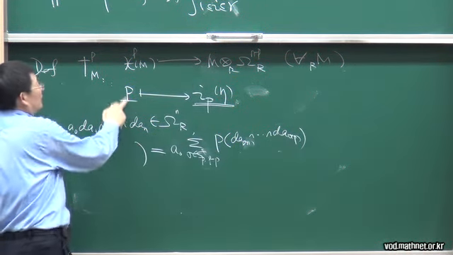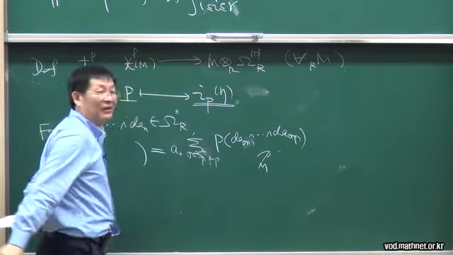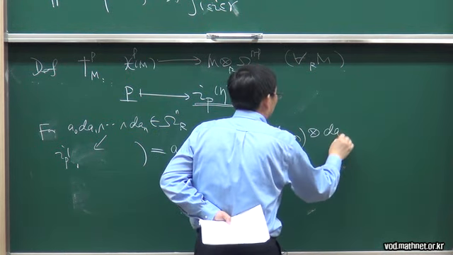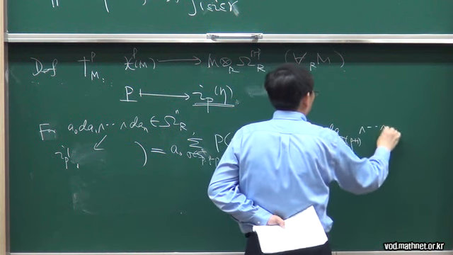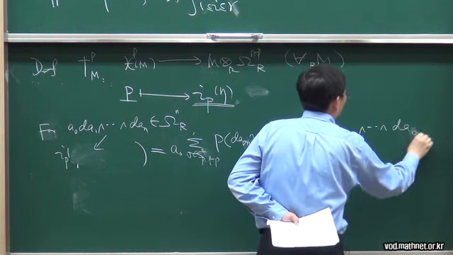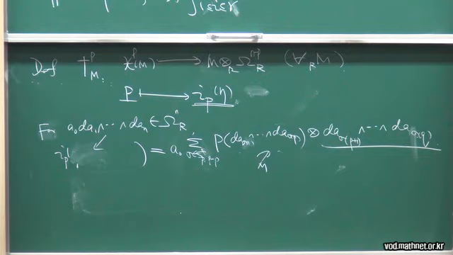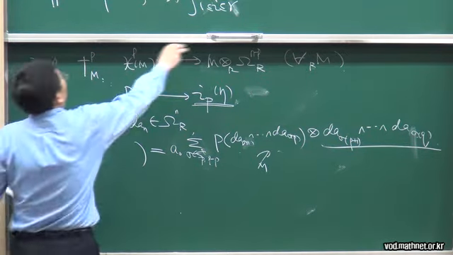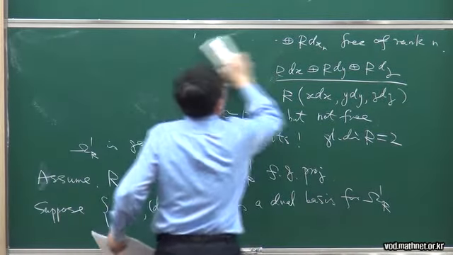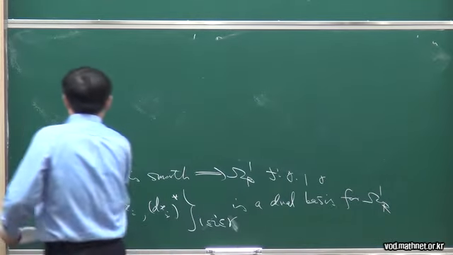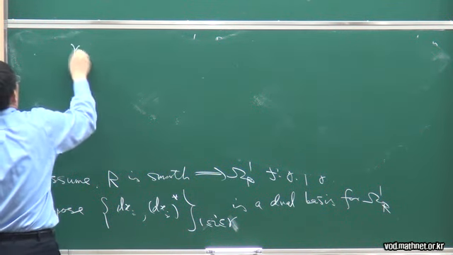And in this case, because P is a P derivation from R to M, this part is in M. So take this one, dA sigma P plus 1, dAQ sigma Q. And this is the Q minus P forms here. And we have this.